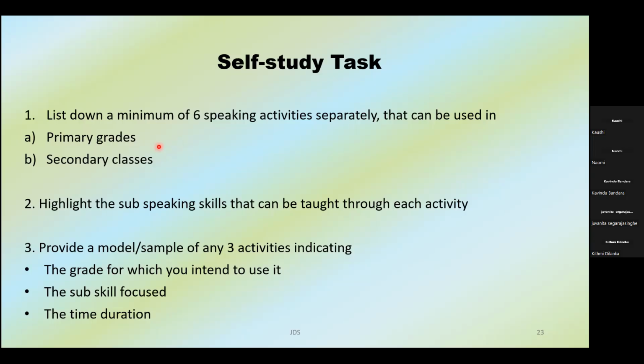Reading aloud, right? So reading aloud is the starting point of speaking. So that can be done with primary ones. Even with weak adults, we do it. So why not do it in the primary grades? Reading aloud, giving commands or instructions. Think of 4 more simple ones.